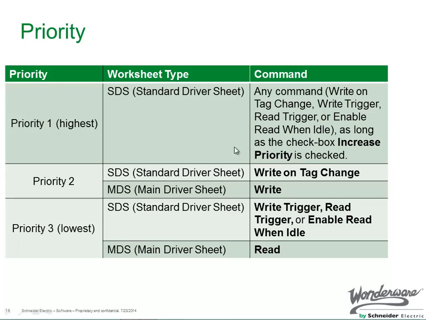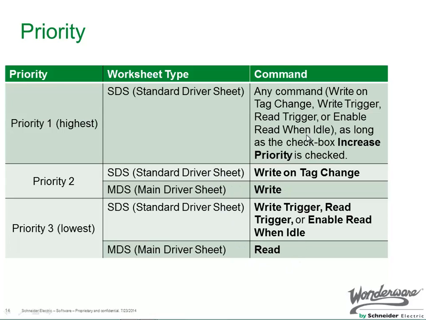The highest priority, and this kind of governs the queue of all the messages that go out to the PLC, the highest priority is a standard driver sheet with the increased priority checkbox checked. And then the middle range is standard driver sheets using the write on tag change field. The main driver sheet using the write field are kind of equal. And then the lowest are these ones down here.